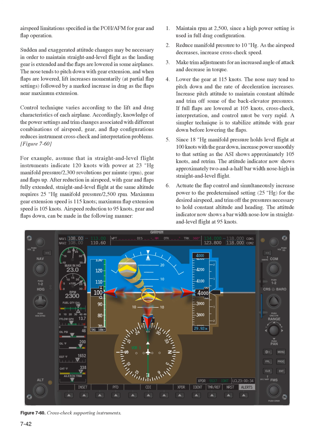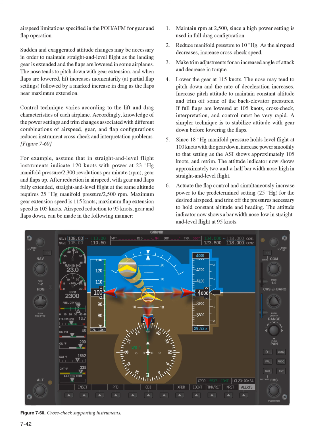The nose may tend to pitch down and the rate of deceleration increases. Increase pitch attitude to maintain constant altitude and trim off some of the back elevator pressures. If full flaps are lowered at 105 knots, crosscheck, interpretation, and control must be very rapid. A simpler technique is to stabilize attitude with gear down before lowering the flaps.